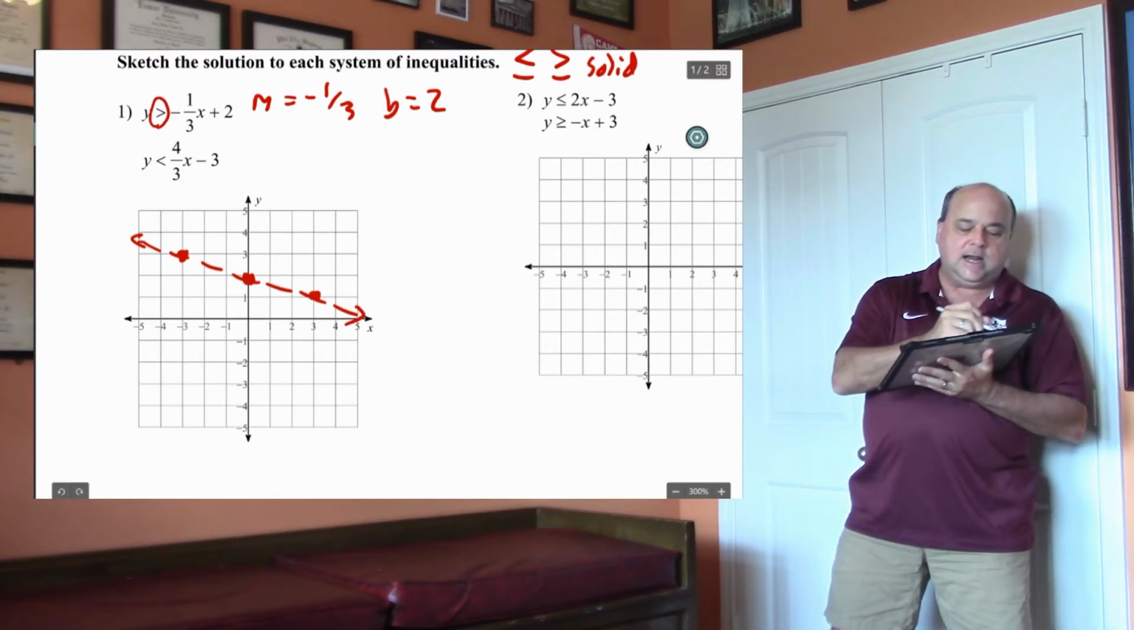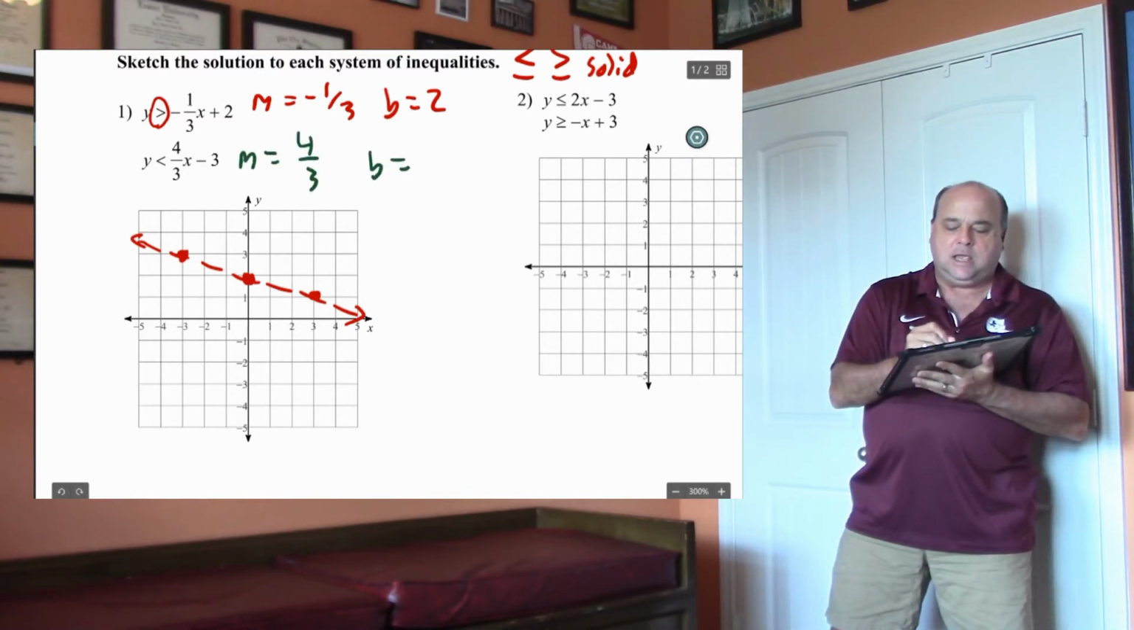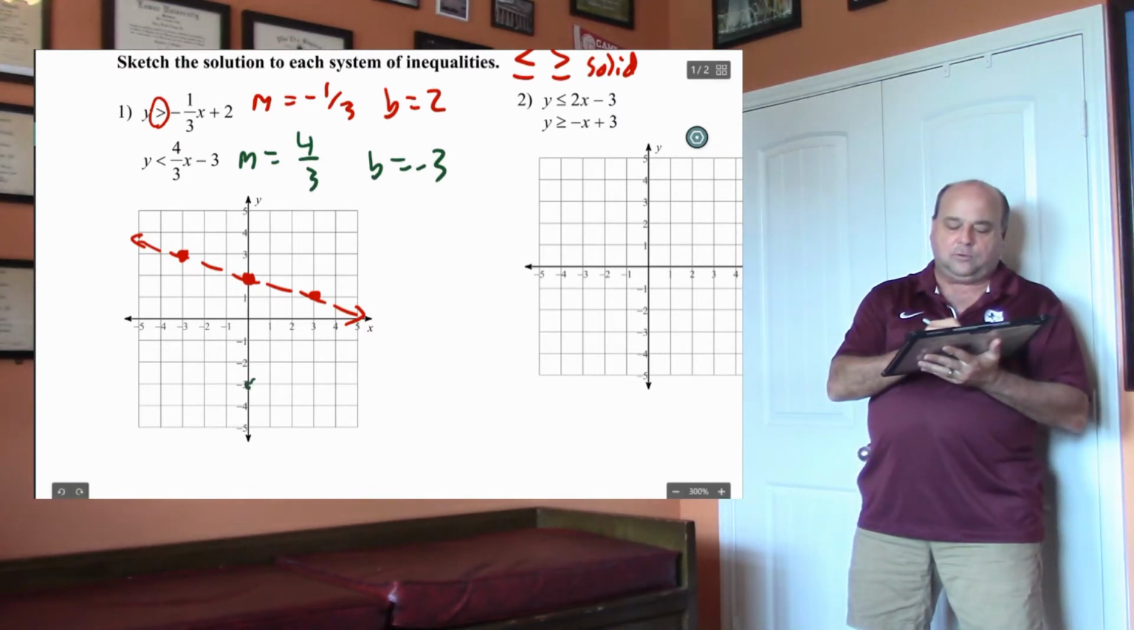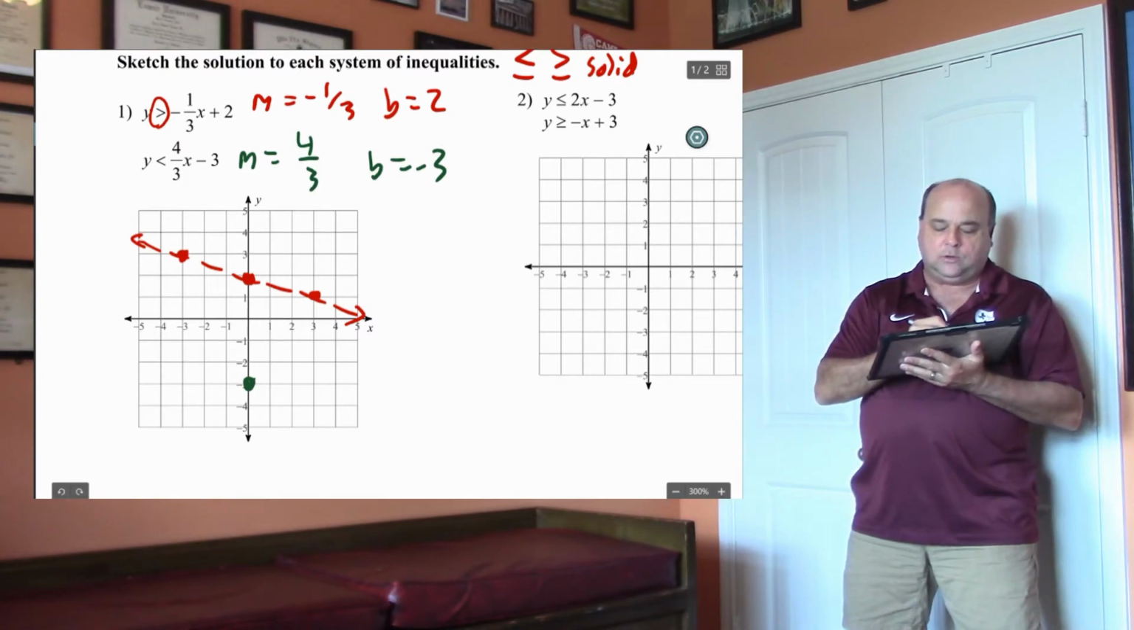Let's do our next line, and I'm going to pick a different color. Let's do green because it stands out. m equals 4/3 and b equals negative 3. So this line goes to the y-intercept at negative 3, which is here. Then it goes up 4, right 3. So 1, 2, 3, 4, then 1, 2, 3, right 3. And this will be a dashed line also.